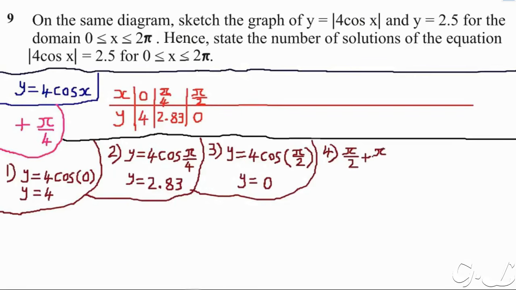The reason we have chosen pi over 4 is because it will at least be accurate. When you choose pi over 2, the graph will not be as accurate. So you have to choose at least pi over 4, but you can also choose pi over 2. So pi over 2 plus pi over 4 gives you 3 pi over 4.